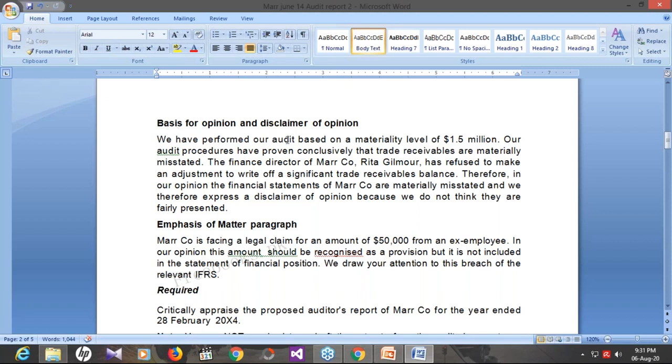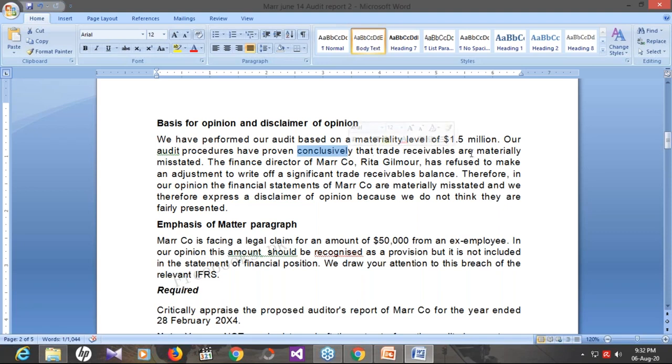And he's saying that we have performed the audit based on a materiality level of 1.5 million. We don't need to discuss the materiality level in our opinion, so this is wrong. Our audit procedures have been conclusively, the word conclusively is wrong, as the auditor doesn't give absolute assurance. The auditor always gives reasonable assurance. So you need to discuss different matters, and the wordings and the paragraphs and the format may be wrong. You need to highlight these problems in the audit report.